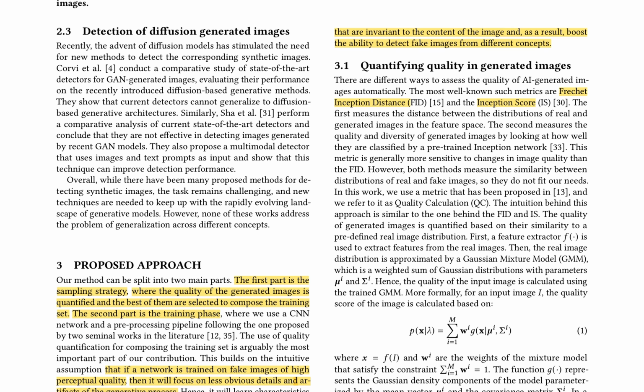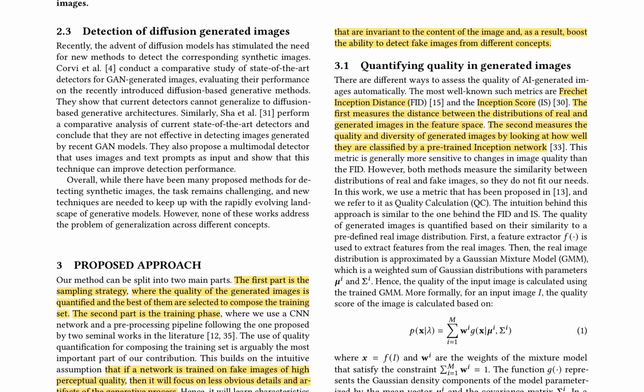The first measures the distance between the distribution of the real and generated image in the feature space. The second measures the quality and the diversity of the generated images by looking at how well they are classified by the pre-trained Inception network. This metric is generally more sensitive to changes in image quality than the FID.